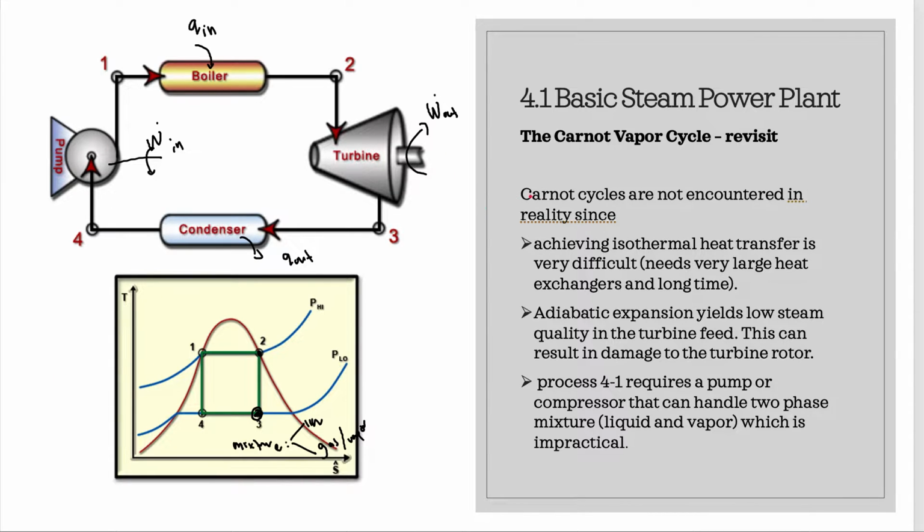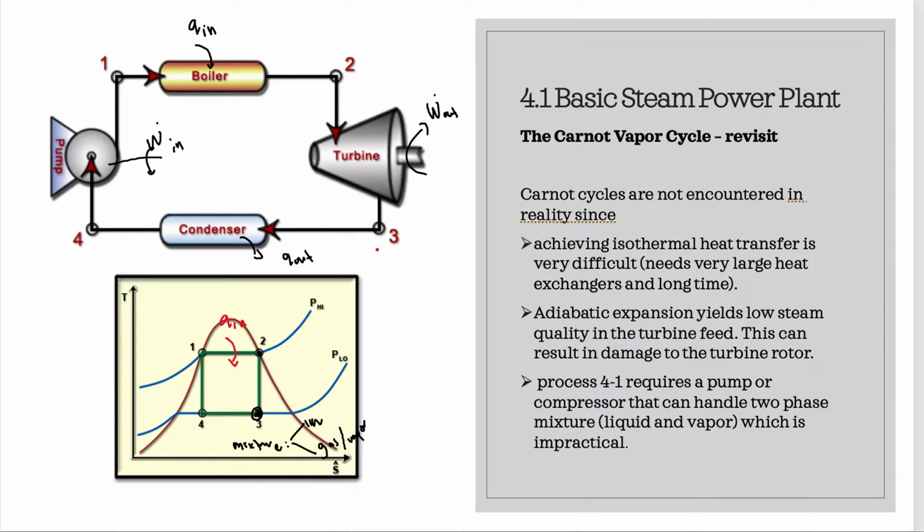Okay, let us revisit the Carnot vapor cycle. This is the component involving Carnot power cycle. We have pump, we have boiler, we have turbine, and we have condenser. And this is a TS diagram. So 1 to 2 is processed in a boiler, and we can see from the TS diagram this is isothermal. Here we have Q in, which is heat that has been added in a boiler.